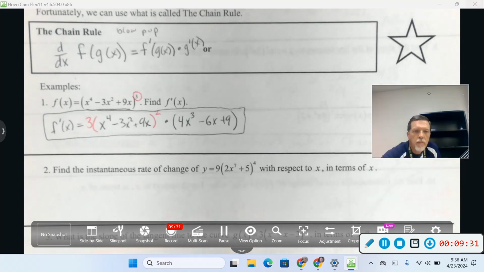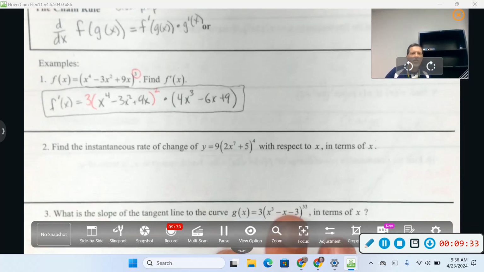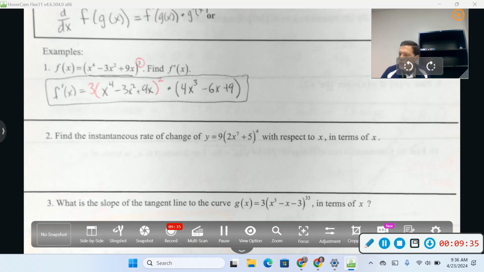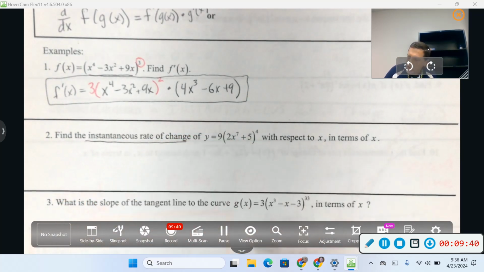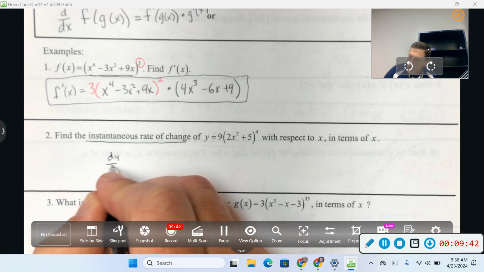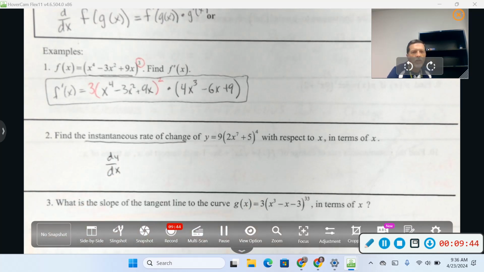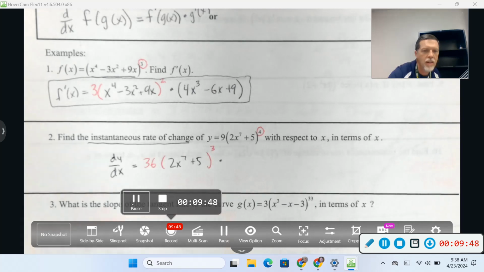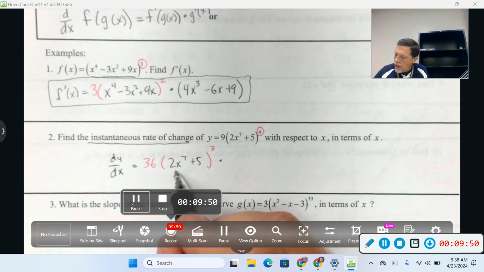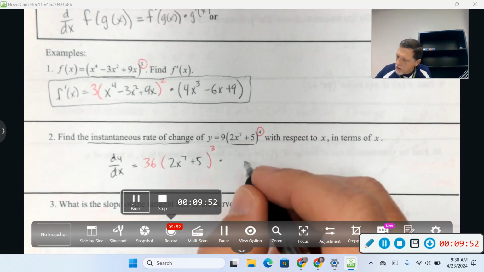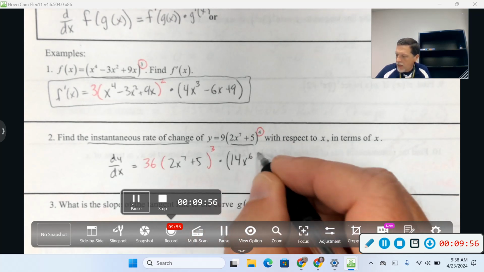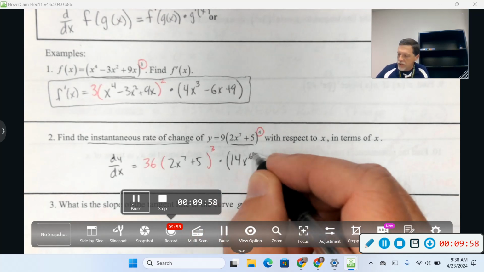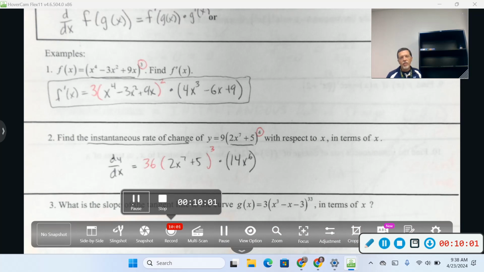Number 2. Find the instantaneous rate of change of that thing with respect to x in terms of x. So all of that to say, find the derivative. All right, that's pretty similar to number 1, so why don't you try that one? And just do the derivative of 2x to the 7th plus 5, which would be 14x to the 6th. A few of you put plus 0, but you don't need to, so either way. And then you could leave it like that.